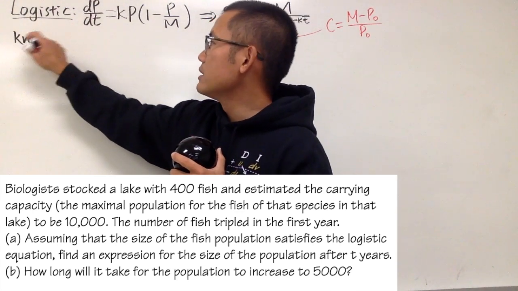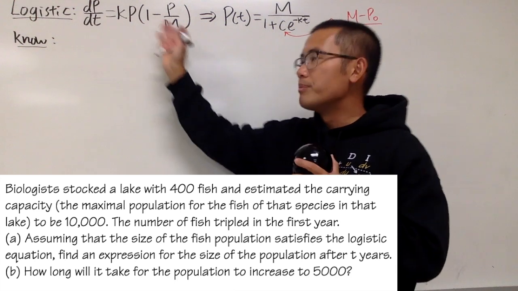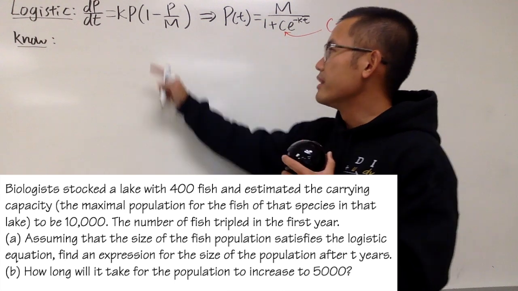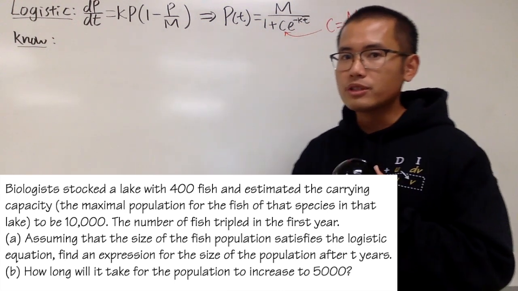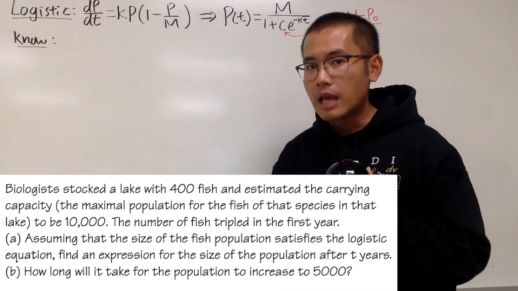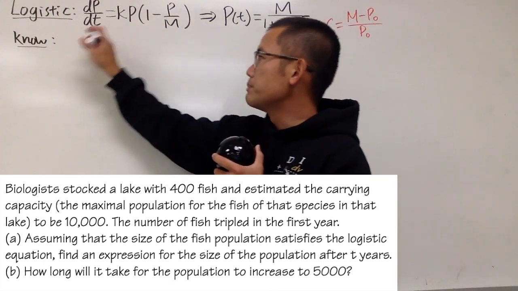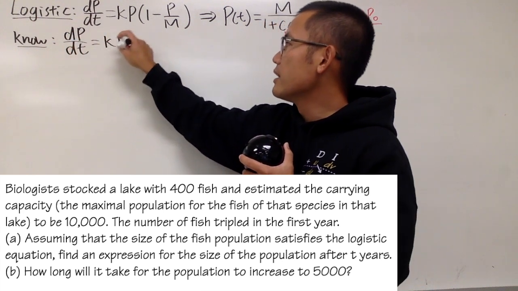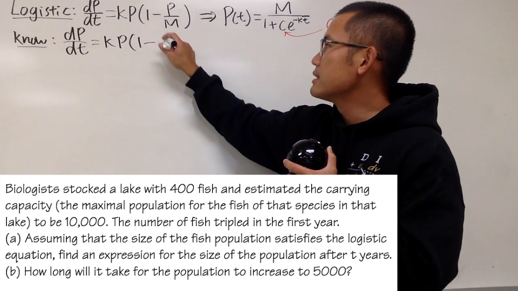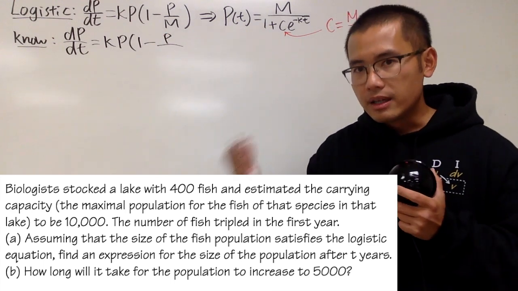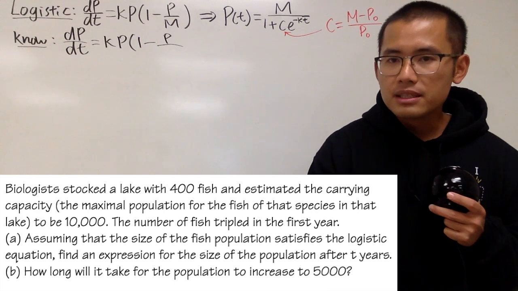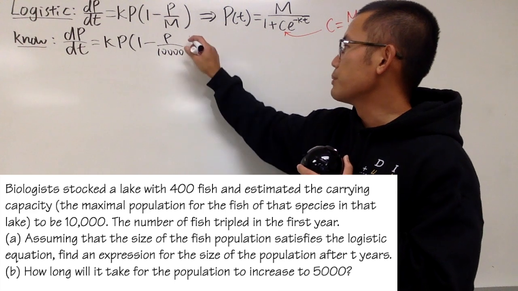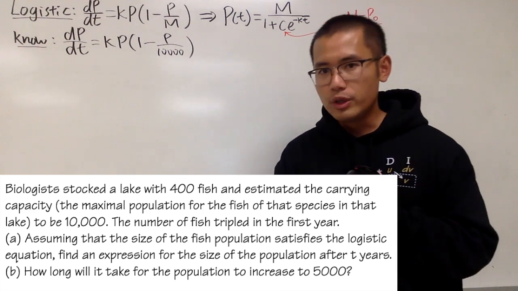Here is our situation. Of course, you have to remember all the letters. The P stands for the population, in this case the fish, and the K is just the constant of proportionality. M is the carrying capacity. So based on this we can write down dP/dt is equal to K times P times (1 minus P over M). And again, we assume that the carrying capacity of the lake is meant to be 10,000 fish, so just put that down right here. That will be our differential equation.